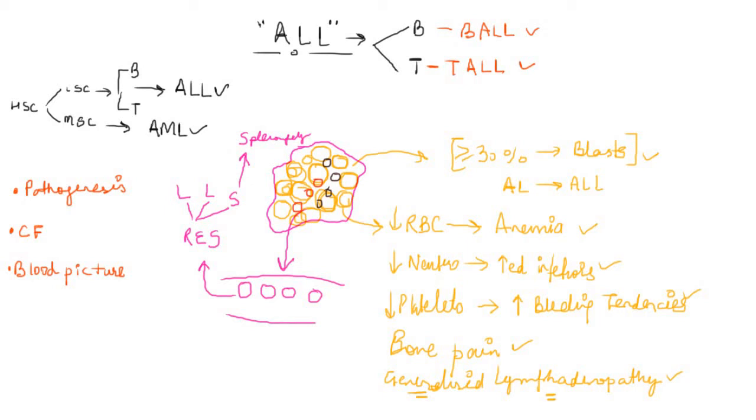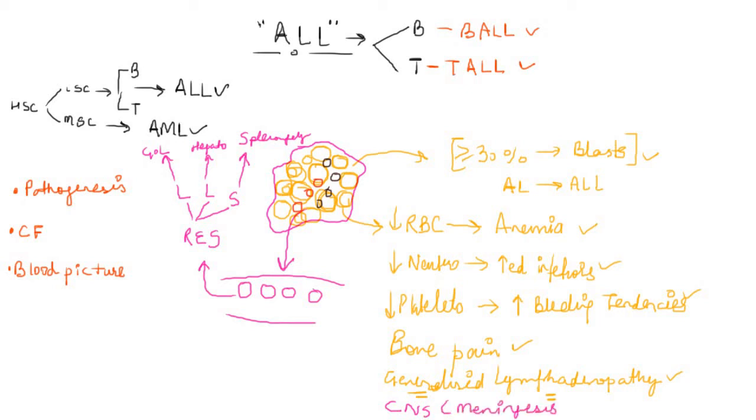There would be enlargement of the liver, which is called hepatomegaly, and there would be enlargement of the lymph nodes, which is called generalized lymphadenopathy. So therefore there will be generalized lymphadenopathy. One more peculiar feature of ALL is that this cell can also involve the central nervous system and particularly the meninges.